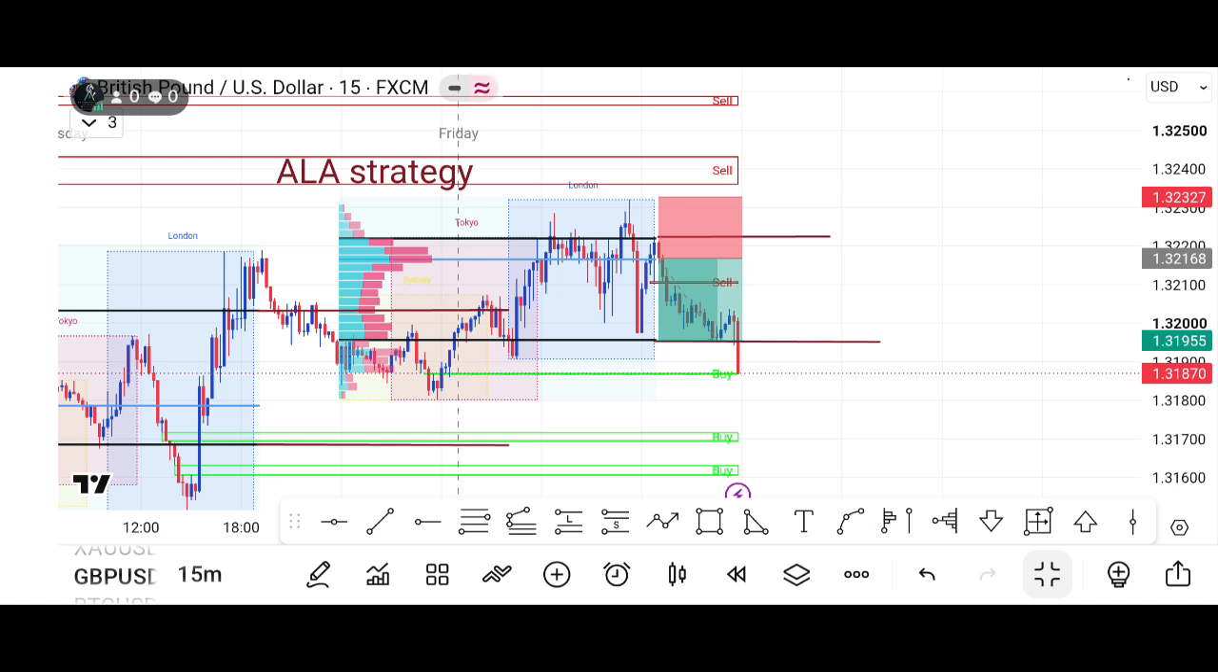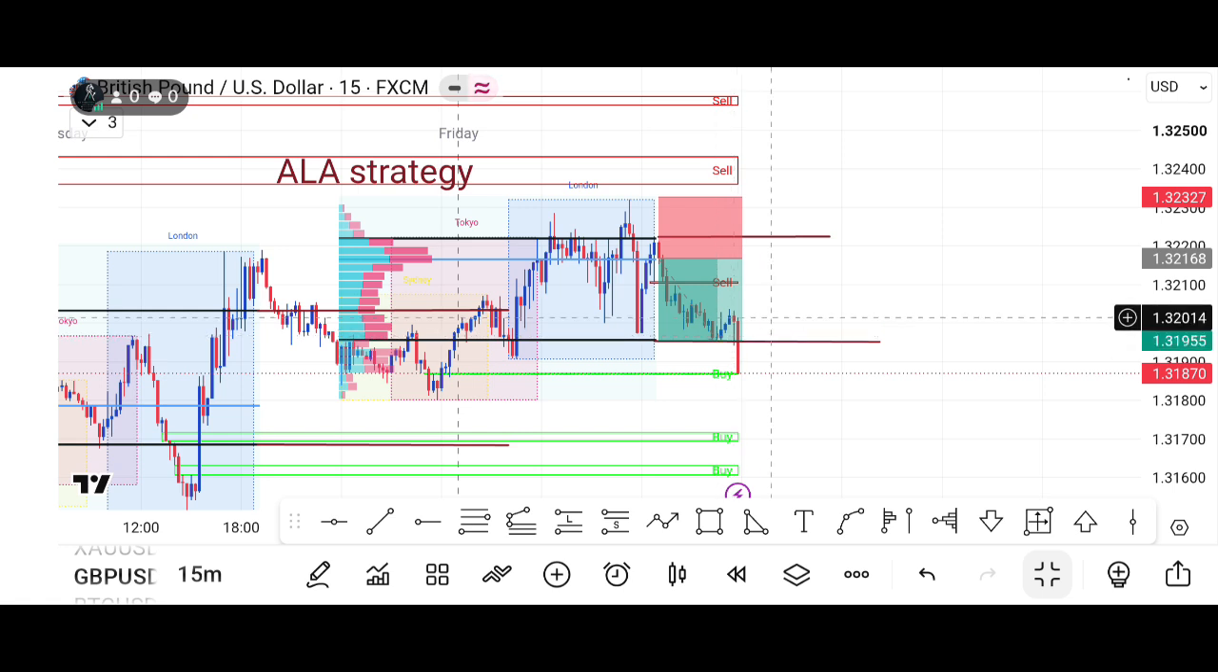But the other thing that I want to show you with this market is that once the market hit this support and resistance, it rejected, meaning that I was supposed to place a buy position.